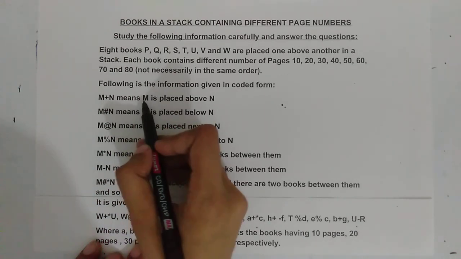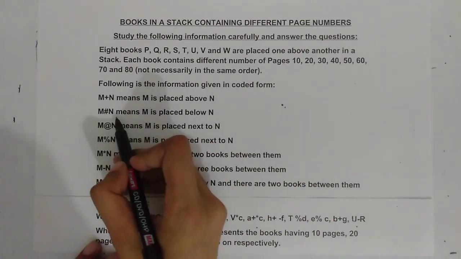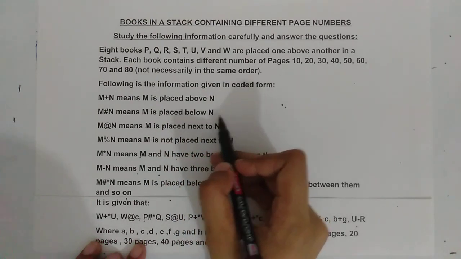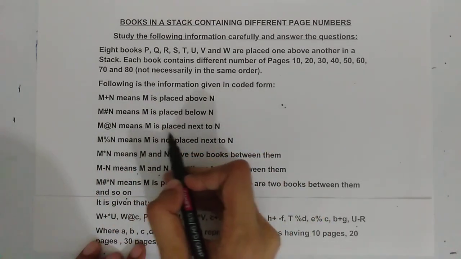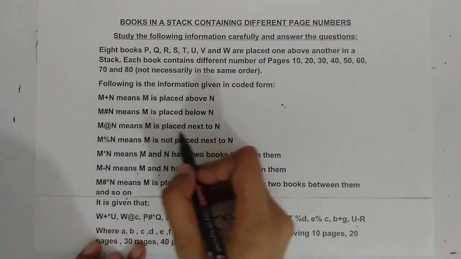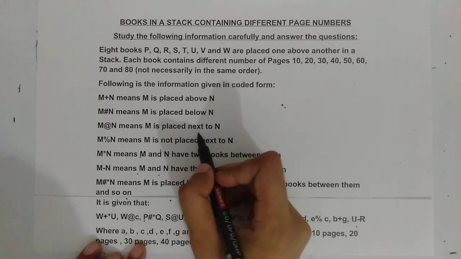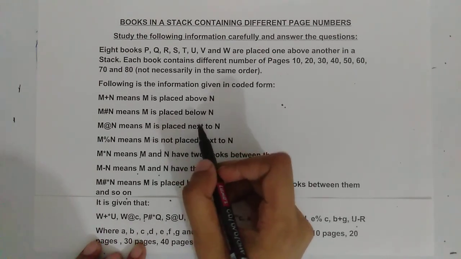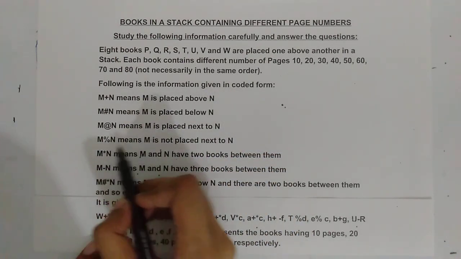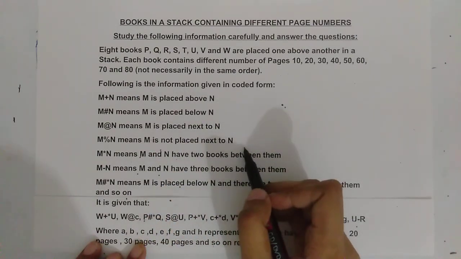M plus n means book M will be placed above n. M hash n means M will be placed below n. M @ n means M is placed next to n. Now what is the meaning of this next? M will be placed either immediately above n or immediately below n. Fine. Next is similar to adjacent. M % n means M is not placed next to n. M is not adjacent to n.